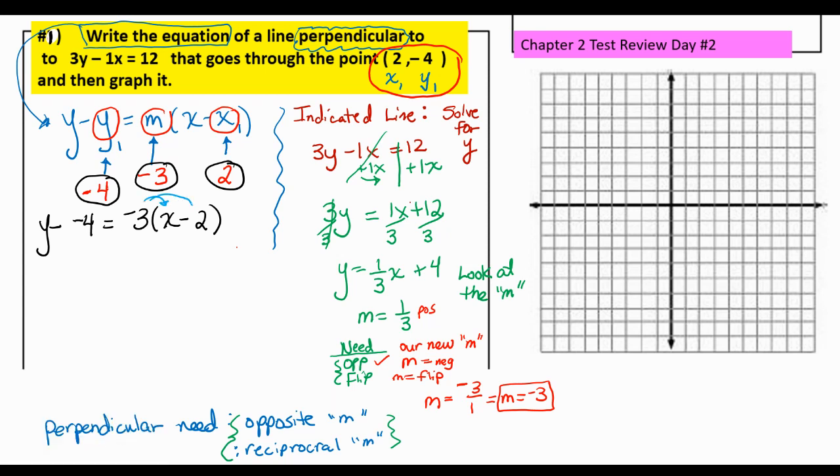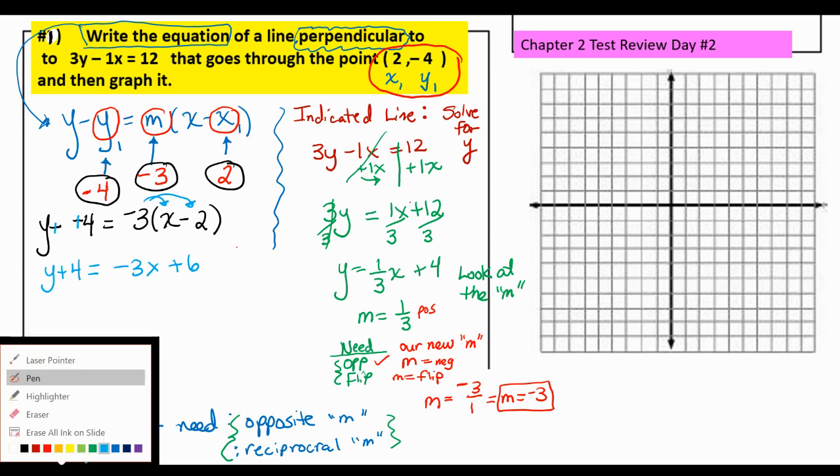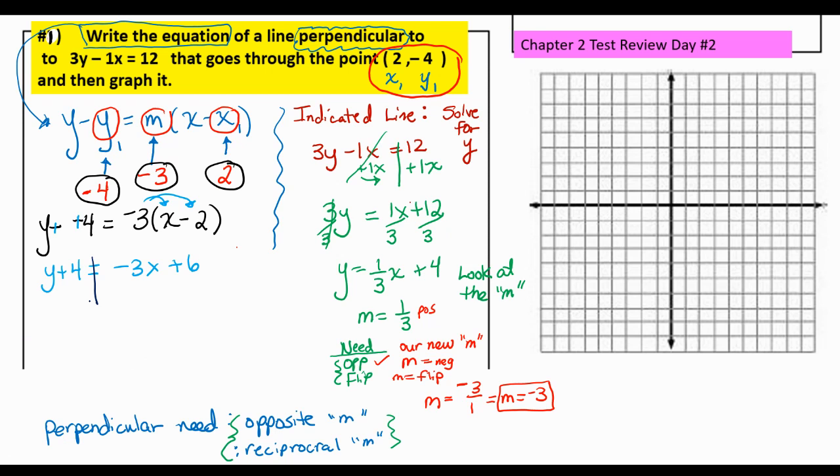So we're going to distribute. Over here we have to go plus, plus. Remember, two negatives together, you have to go plus, plus. So y plus 4 is equal to -3x, and -3 times -2 is +6. For our line, we need to move over the 4, so subtract 4. So we have the line y equals -3x, and 6 minus 4 is 2. Okay, so there we go. We wrote the equation of a line that would be perpendicular. Now we graph it.